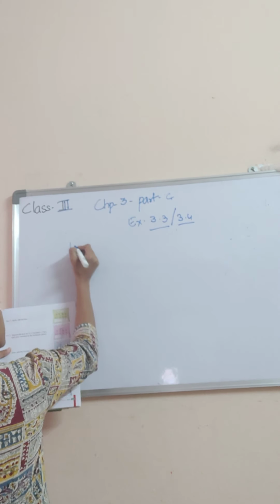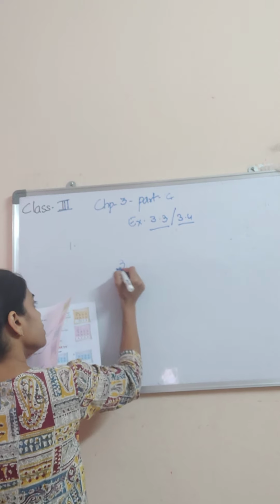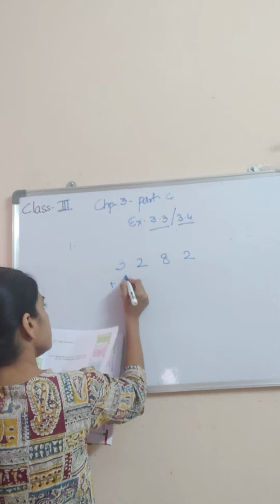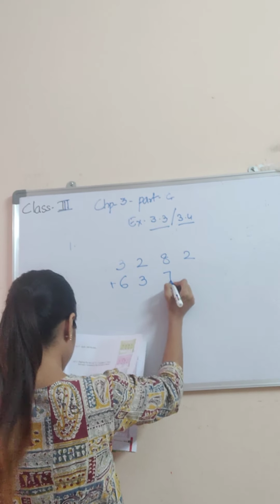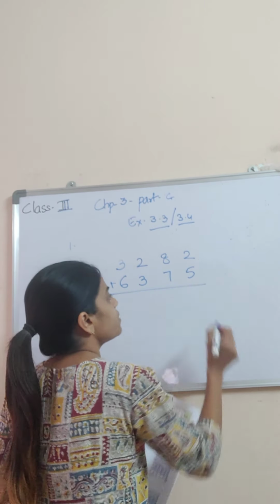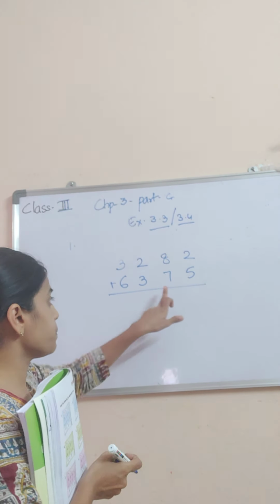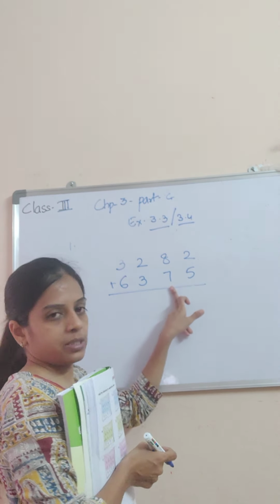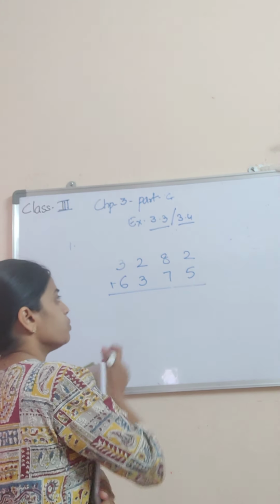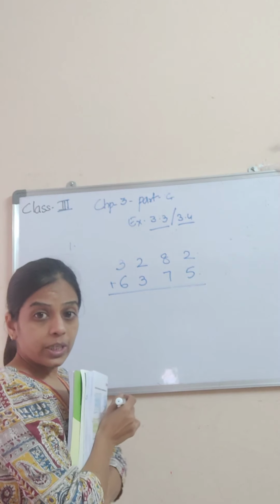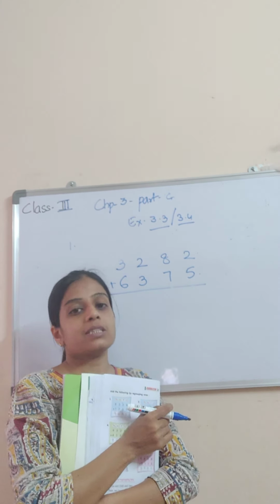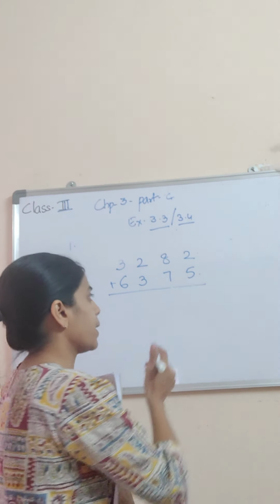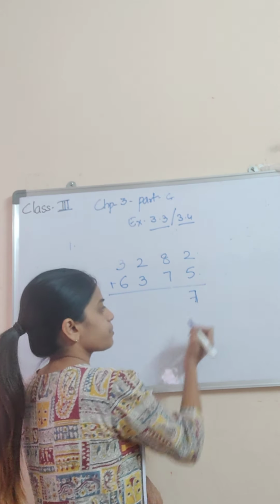Now, in exercise 3.3, the first one is 3282 plus 6375. Here, children, we are learning the regrouping of tens place. This is ones place, which we have already studied. Now, tens place. Okay. Now, let us do 2 and 5. 2 in your mind, 5 on your fingers. After 2, 3, 4, 5, 6, 7. So you will write here 7.